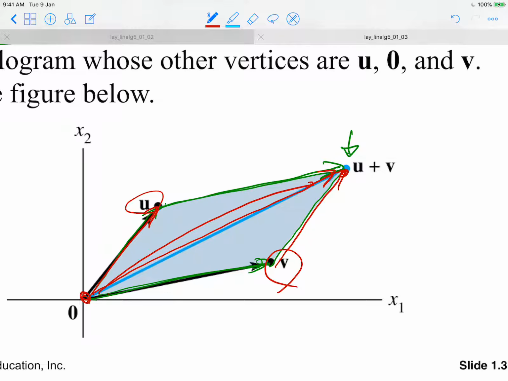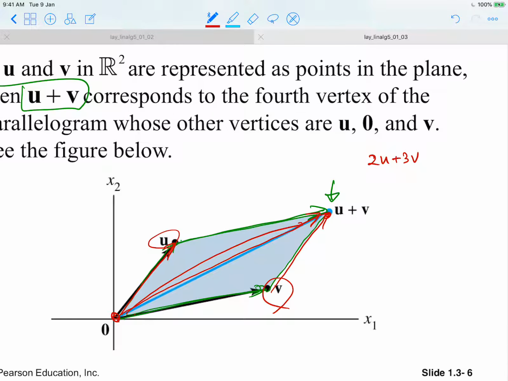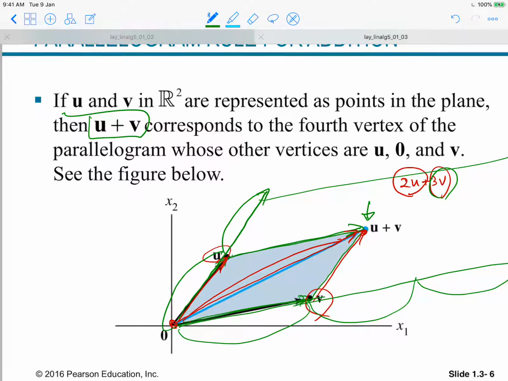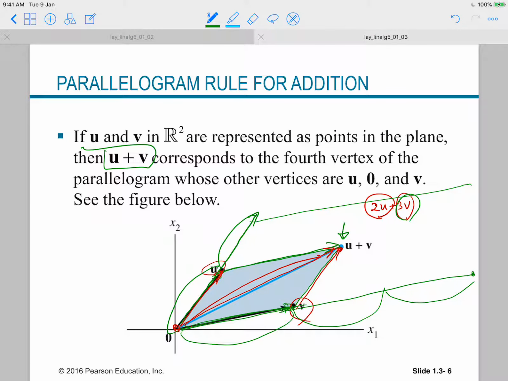Okay, so what about this one? For example, 2u plus 3v. In this case, we first scale them by their respective scalar multiples. So we have 2u over here, and 3v is somewhere around here. So 1, 2, 3, right? 1, 2. Okay, you can imagine the opposite point, right?